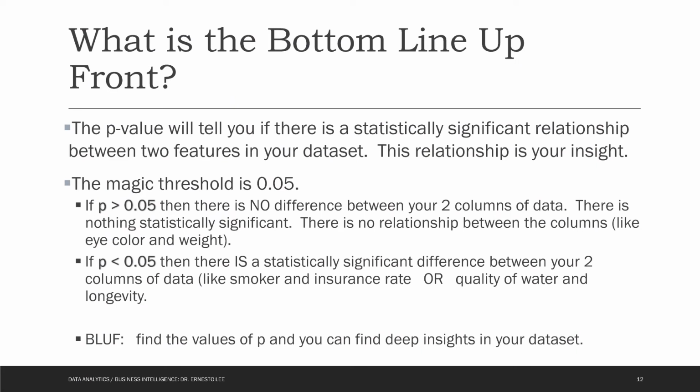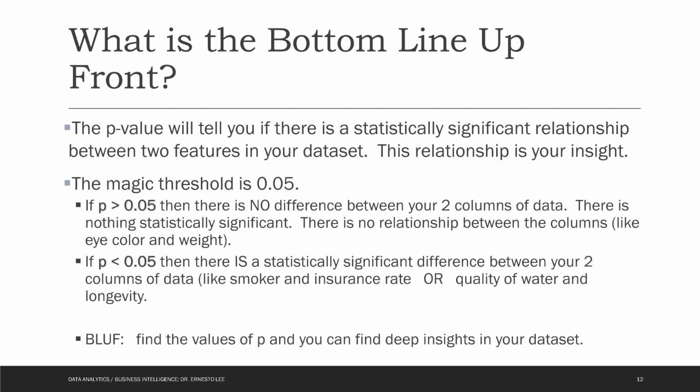So what I want to do is give you the bottom line. This is the bottom line of what you need to know as a data analyst or a data scientist about p-values. The p-value will tell you if there is a statistically significant relationship between two features in your data set. That means p-values are critical when you're doing a bivariate analysis. The magic threshold is 5%.